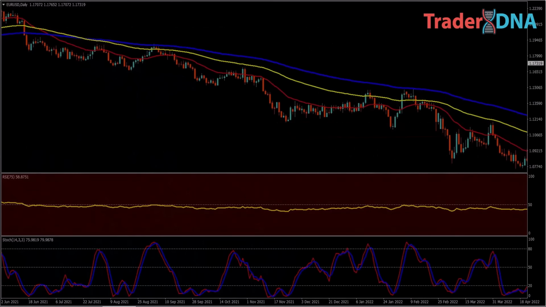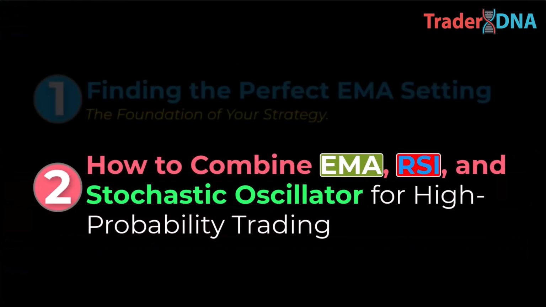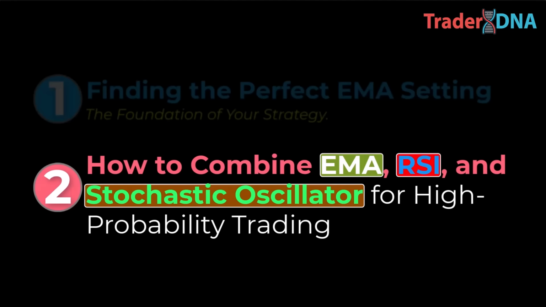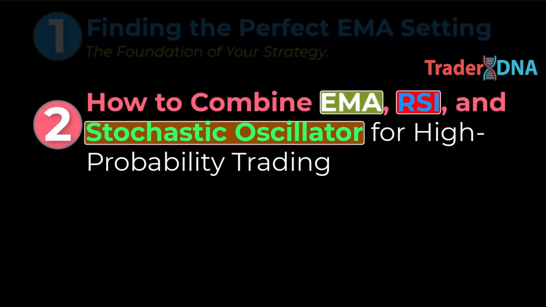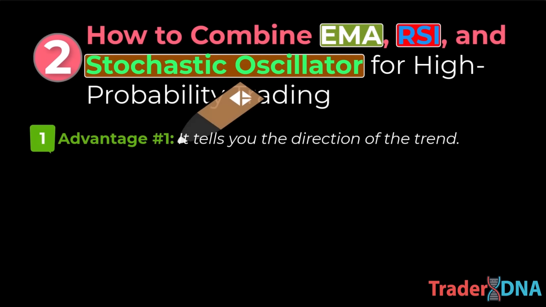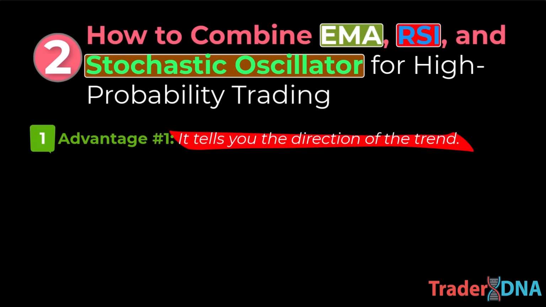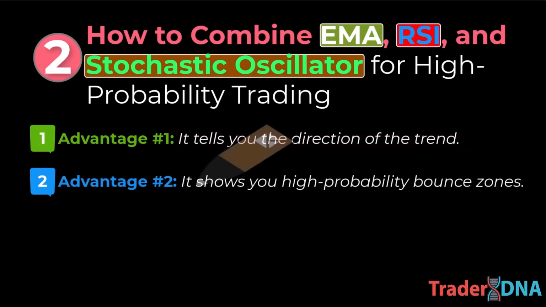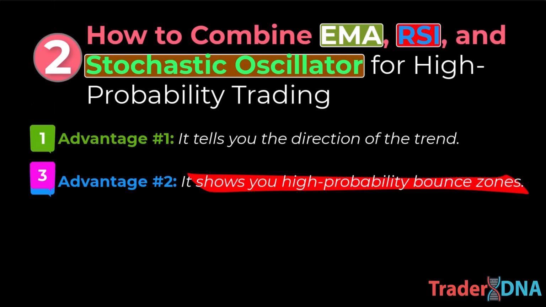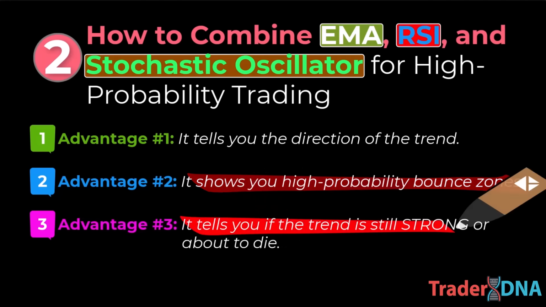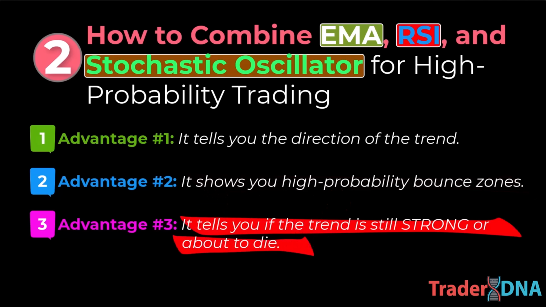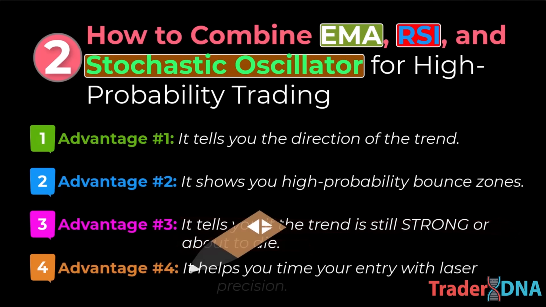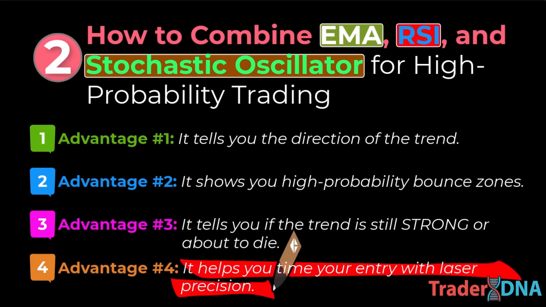Okay, here's the deal. When you combine the EMA, the RSI, and the stochastic oscillator, you get a superpowered strategy that gives you not one, not two, but 4 insane advantages that most traders never even realize they can have. Advantage number 1, it tells you the direction of the trend. Advantage 2, it shows you high probability bounce zones. Advantage number 3, it tells you if the trend is still strong or about to die. Advantage number 4, it helps you time your entry with laser precision.